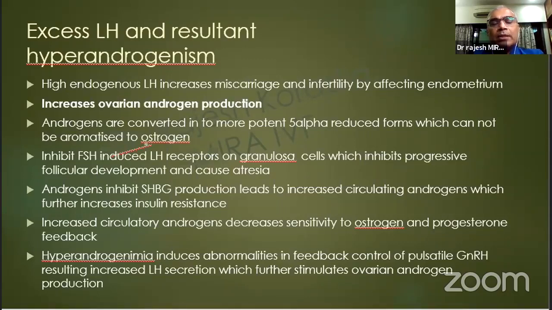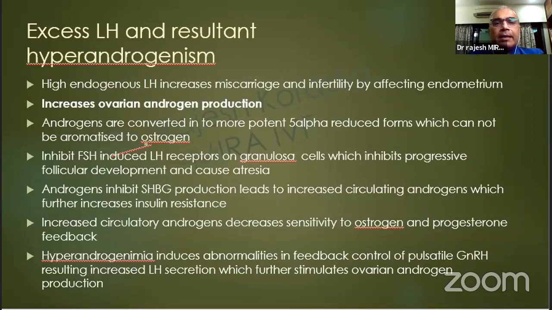And because of the very high production, those androgens are converted into the more potent 5-alpha reduced form, which cannot be aromatized to estrogen. This reduced form cannot be aromatized. So ultimately, there is a collection of androgen in the follicle, a hyperandrogenic environment.